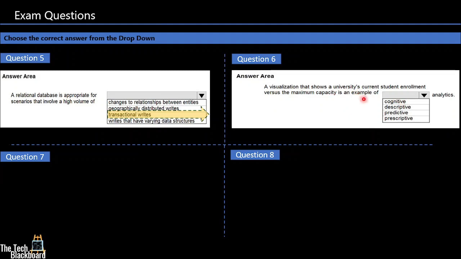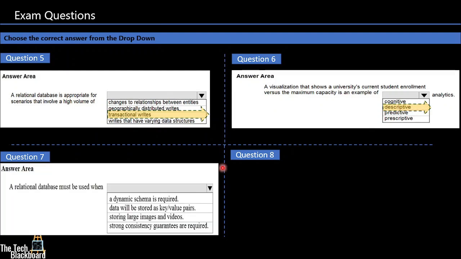Here, what you are actually doing is you are comparing the current student enrollment versus the maximum capacity. So this is more an example of descriptive analytics. Because here you are making a comparison between what has already happened, which is the current student enrollment. So you are comparing it with what is the maximum capacity. So the things have already happened in past and you are just comparing them. So that's why the correct answer is descriptive analytics. Let's move on.